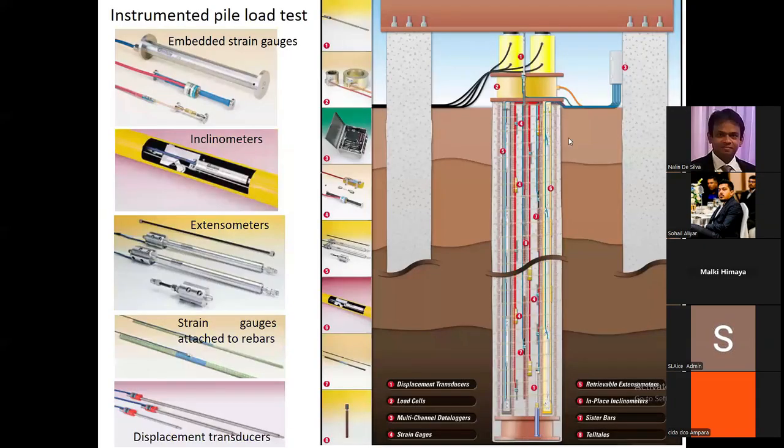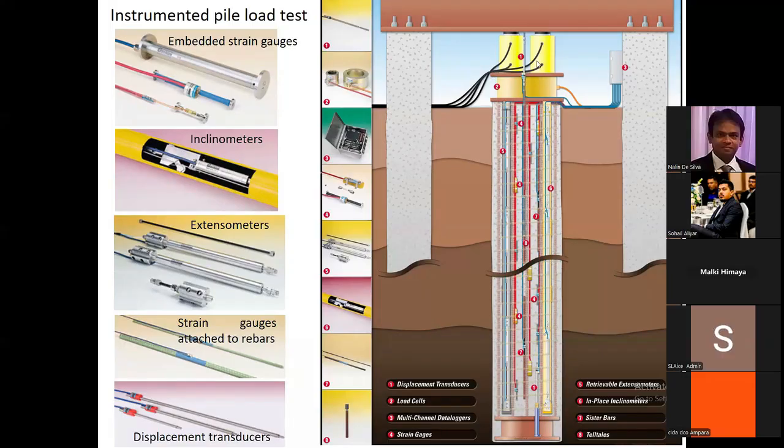In the instrumented pile load test, after identifying the different soil layers, it is better to have a borehole first. Then you know the soil layer thicknesses. To represent each soil layer boundary, we can have a strain gauge. Here you can have one set of strain gauges, there another set, and here another set. So these represent the layer boundaries.